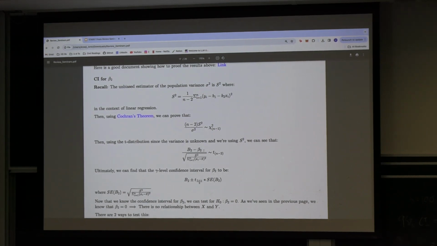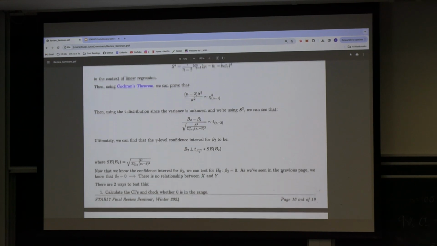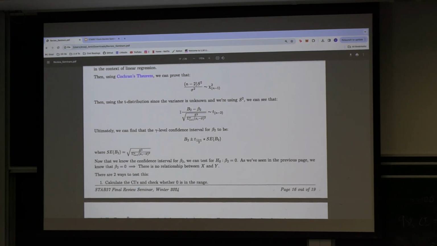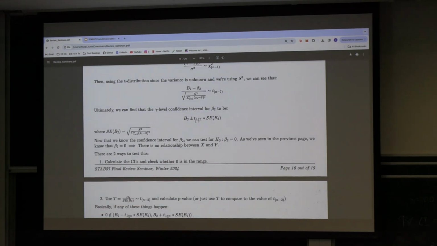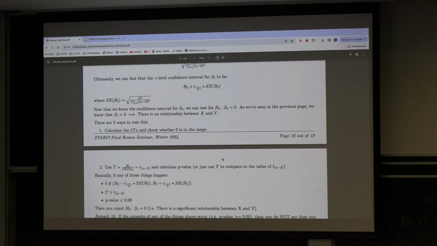Through some proof, which we don't have to get into, you can see this fact right here. For beta 2, it actually follows a t-distribution with n minus 2 degrees of freedom. With that, you can have a confidence interval such as this, which is B2 plus or minus the t-value times the standard error, where the standard error is just the square root of the sample variance divided by that expression over there.